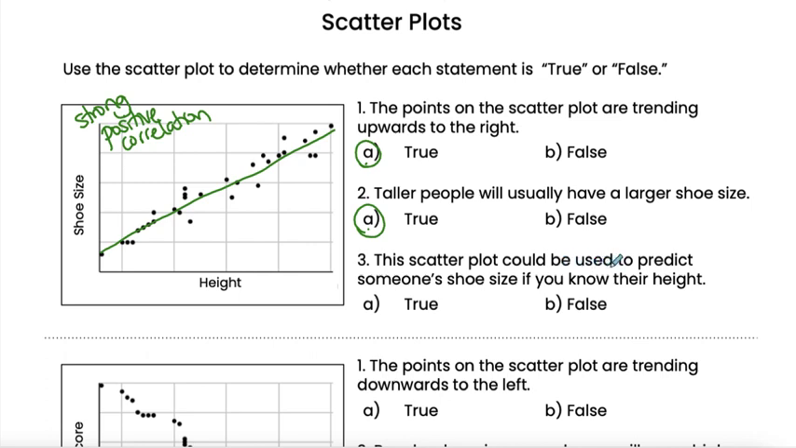This scatter plot could be used to predict someone's shoe size if you know their height. If I know someone's height, I could take a look. If I don't have numbers, but if I knew someone was this tall, I could go up to my line of best fit and I could go over to the shoe size scale and I could determine how tall they would be, or vice versa. If I know someone's shoe size, I can go up to where it would be on that shoe size scale, go over to my line of best fit, and then back down again to find their height. So yes, it goes both ways. So this would also be true.